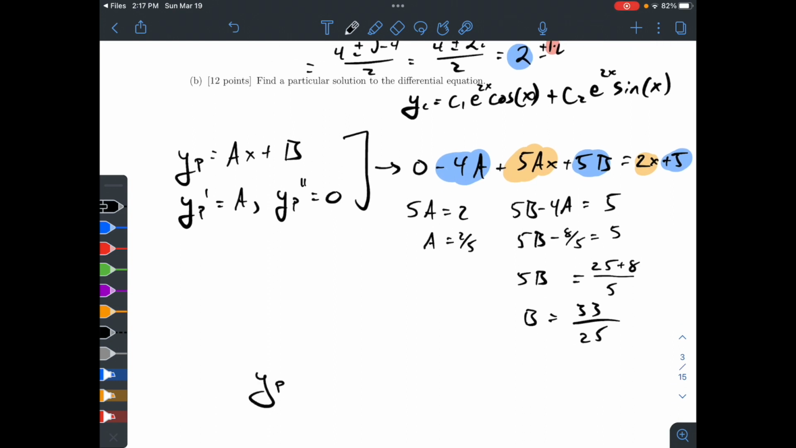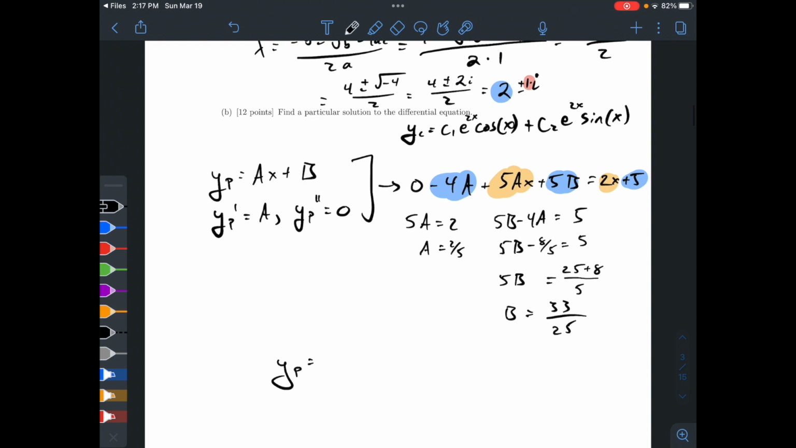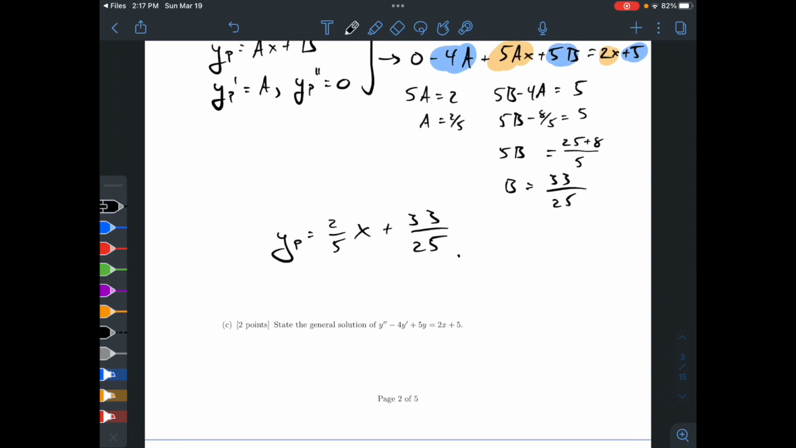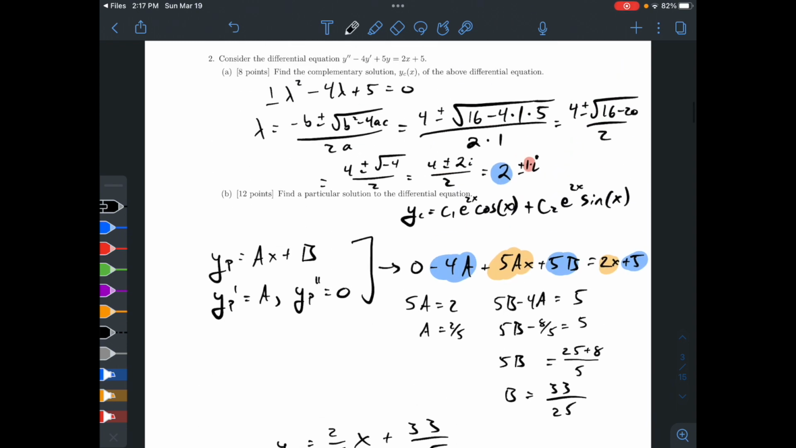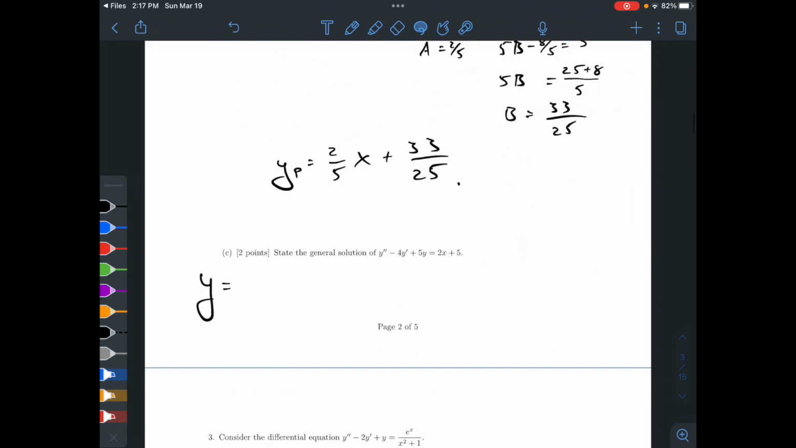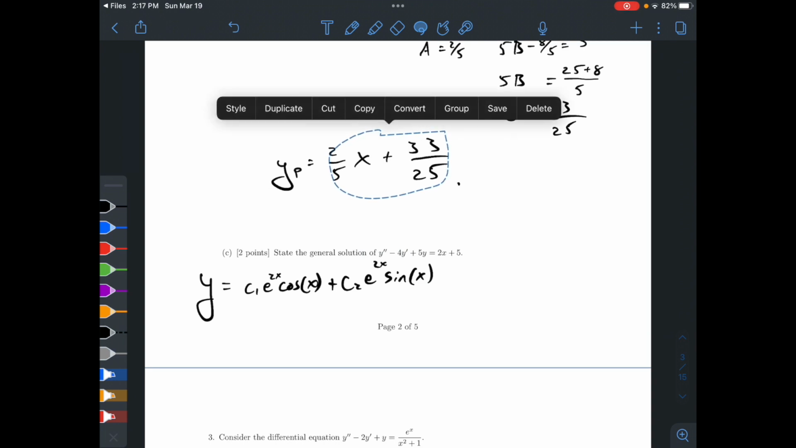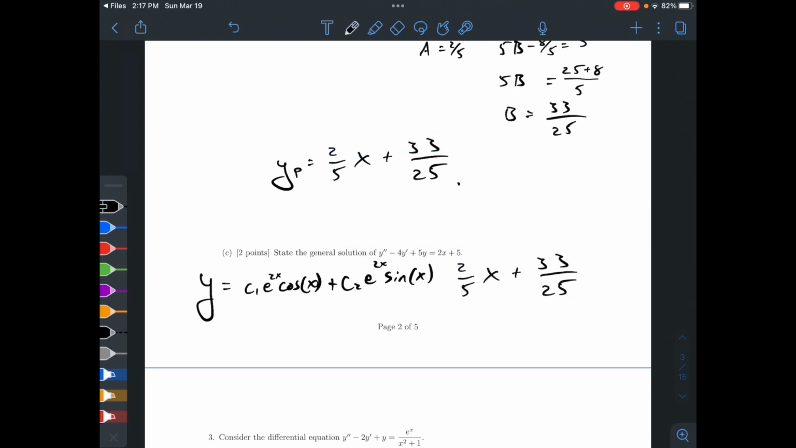So what's our y sub p? It is ax plus b. Now we know what our a and our b are, so it's going to be 2/5 x plus 33 over 25. So what's our general solution? It's going to be complementary plus particular. Our complementary is up here, so I'm just going to copy paste that. And then our particular is this. So that plus that.